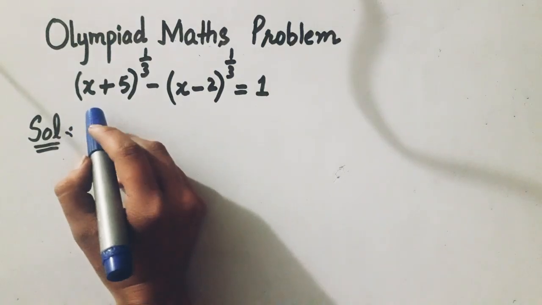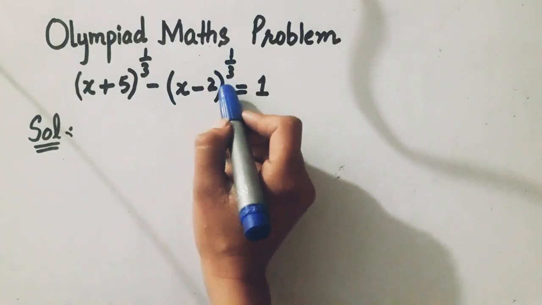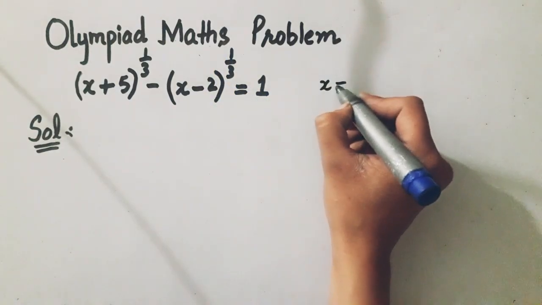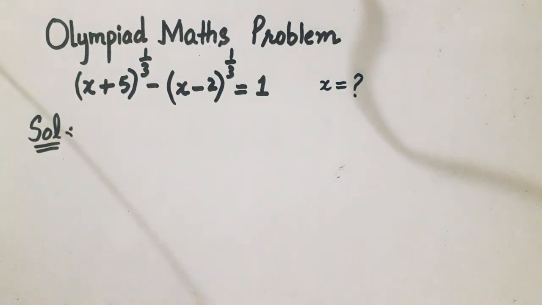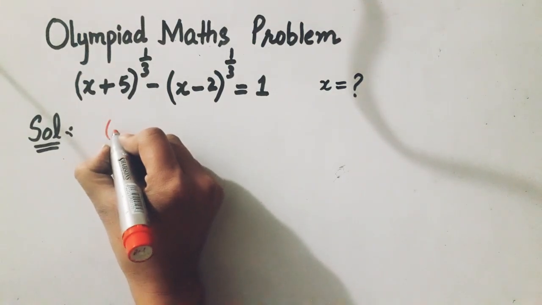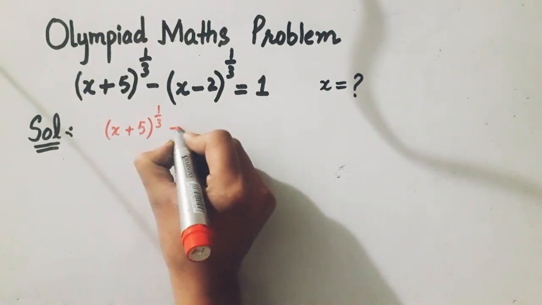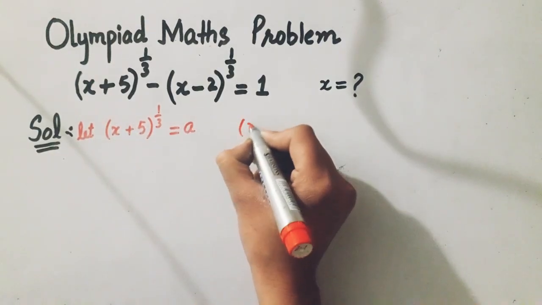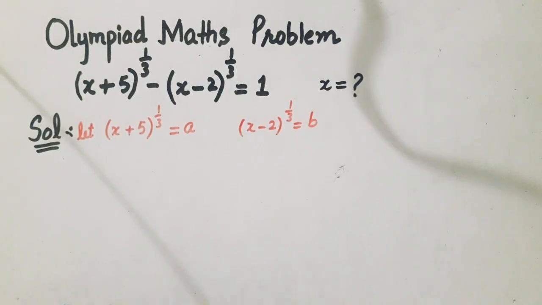Now today's Olympiad math problem is (x plus 5) power 1 by 3 minus (x minus 2) power 1 by 3 equals 1. You have to find the value of x. So we will solve this question by a trick. That trick is, consider you have (x plus 5) power 1 by 3 equals a. Let's suppose this. And similarly suppose that (x minus 2) power 1 by 3 equals b.